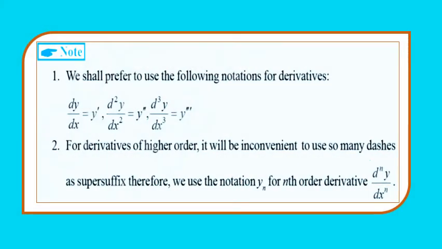Now there are a few notations that we use: we represent dy/dx as y', d²y/dx² as y'', d³y/dx³ as y''', and so on. For higher order derivatives, it will be inconvenient to use so many dashes, so we write dⁿy/dxⁿ as yⁿ. Clear?